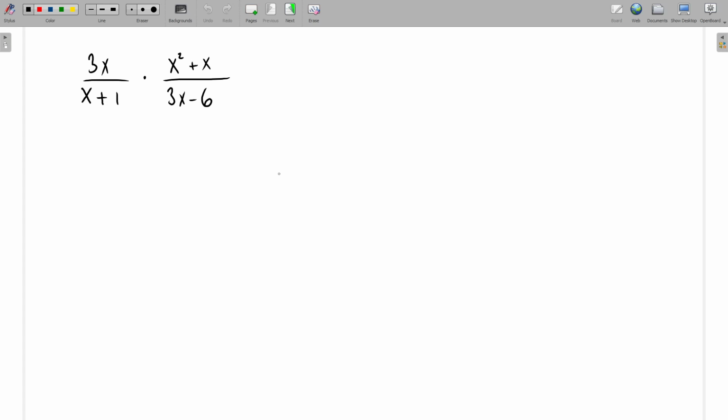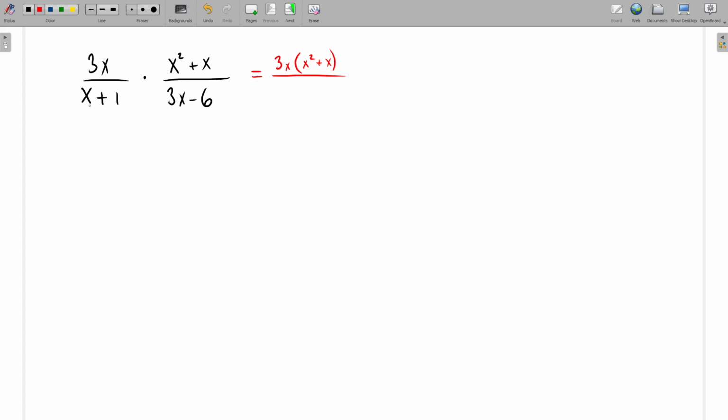So with our first example, we're taking two rational expressions, 3x over x plus 1, and x squared plus x over 3x minus 6, and we're trying to multiply them. Recall how to multiply fractions. Multiplying fractions is the most convenient because we get to multiply straight across the top and straight across the bottom. So this is equal to 3x times the numerator of the second, x squared plus x.